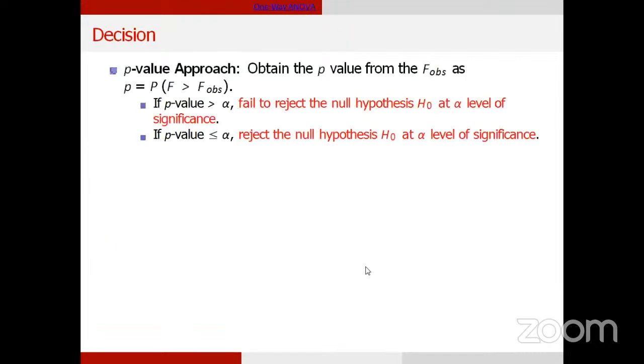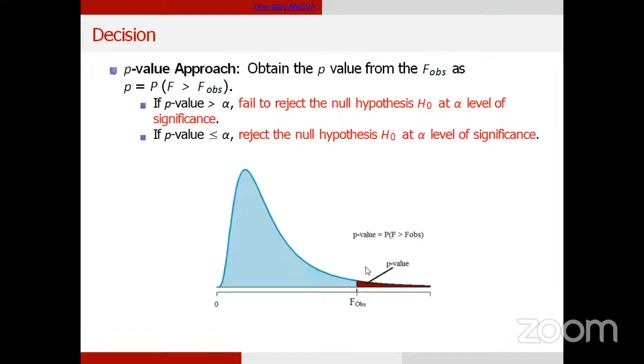In the p-value approach, we obtain the p-value from F observed, as P of F greater than F observed. If the p-value is greater than alpha, we fail to reject the null hypothesis, that is, we accept the hypothesis. Alpha is nothing but 0.05. If the p-value is less than or equal to 0.05, we reject the null hypothesis. The same procedure should be followed for decisions. So your F observed occurs here.